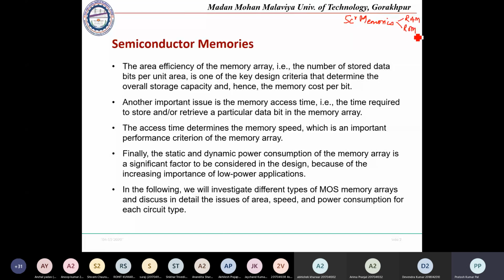In that we will be seeing RAM and ROM basically, and how these RAMs and ROMs can be designed by using transistors or by using different elements. We will be seeing different memory designs, semiconductor memory designs. And the next topic we will be seeing is design for testability.